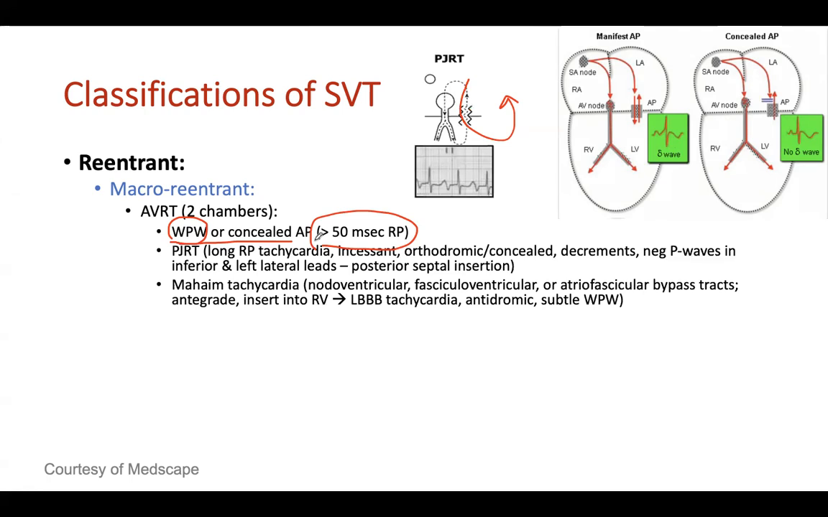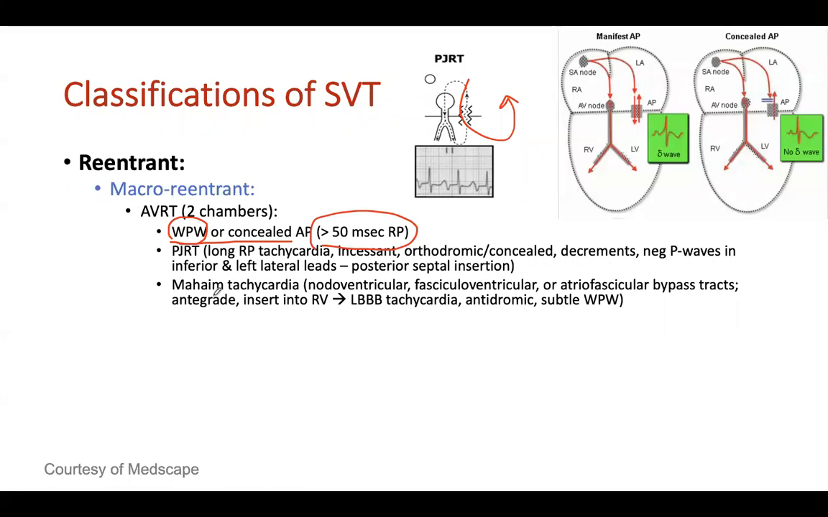The last example of QRS that we just saw, that patient has something called Mahaim. And Mahaim is just a fancy way of saying there is an accessory pathway that conducts antegrade only. It's the opposite of PJRT. We said PJRT is a slow retrograde conduction, right? Mahaim is a slow antegrade conduction only, okay? It often inserts into the right ventricle, not the left side, the right side, okay?